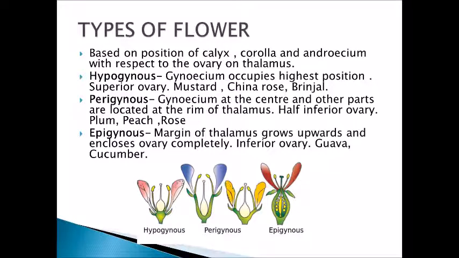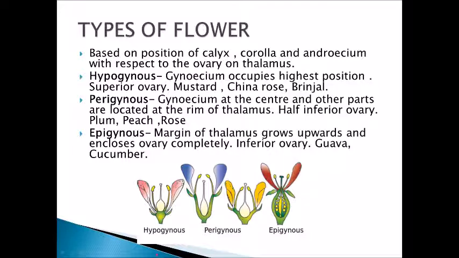Another classification of flowers is based on the position of calyx, corolla and androecium with respect to the ovary on the thalamus. Thalamus, as we have seen, is the swollen part of the stalk. The first type is called hypogynous flower. In this, gynoecium occupies the highest position, and the ovary is called superior ovary.